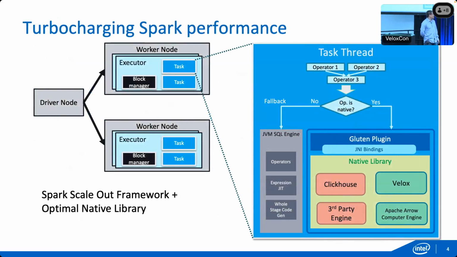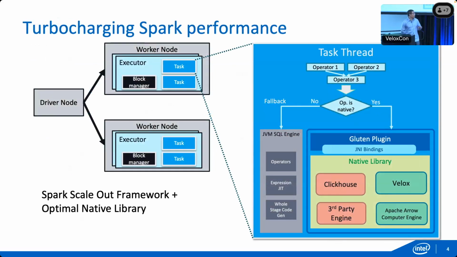So firstly, what's Gluten? Gluten is a native SQL engine to offload Spark's JVM-based SQL engine to native libraries. Gluten itself is a plugin. It's a JNI plugin here, so you can see that it's a very thin layer actually. What it does is transform the Spark physical plan to a Substrait plan and send the Substrait plan to the Velox pipeline and get the results.